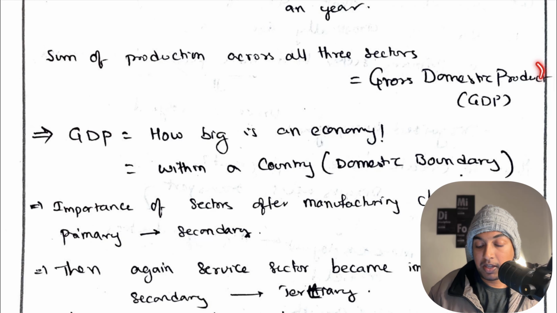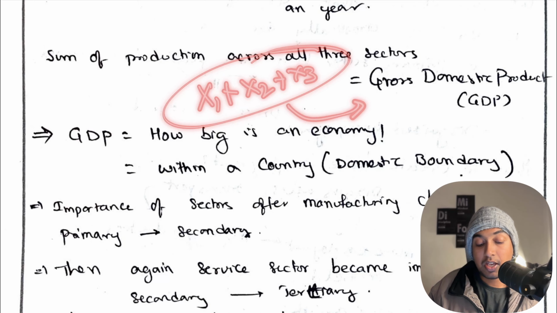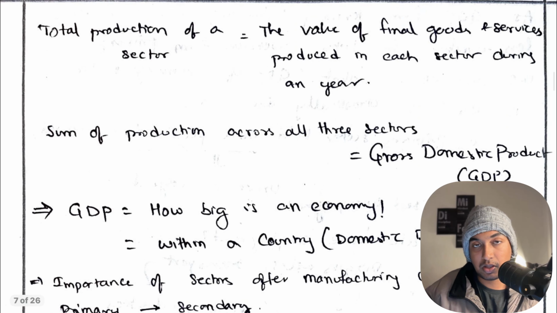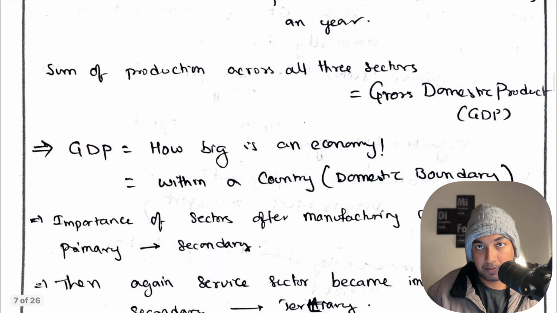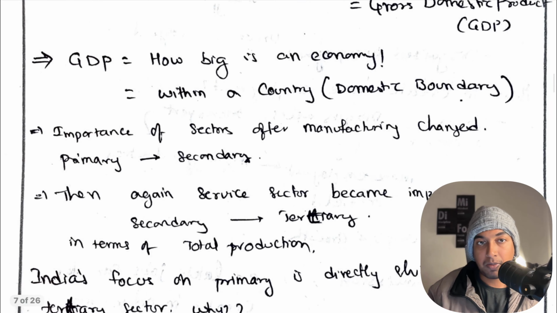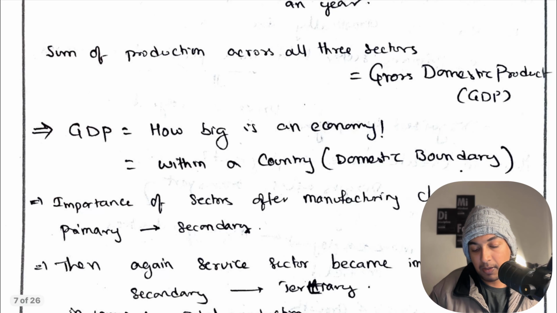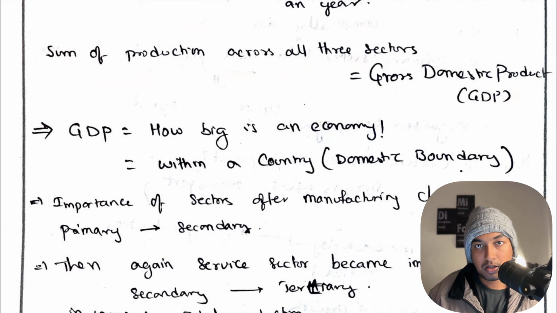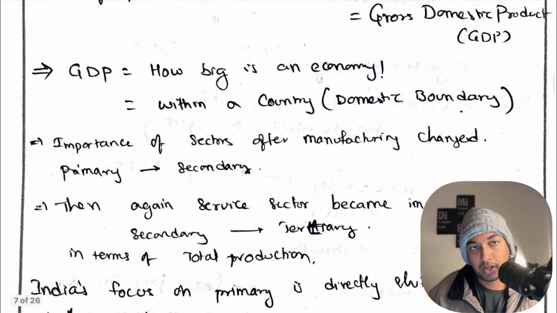So GDP is what? When you add x1 plus x2 plus x3, you get GDP. That is one problem which I have discussed with you. So we take final goods and services in each sector. Leave that problem aside. The gross domestic product is the sum of production across all three sectors.